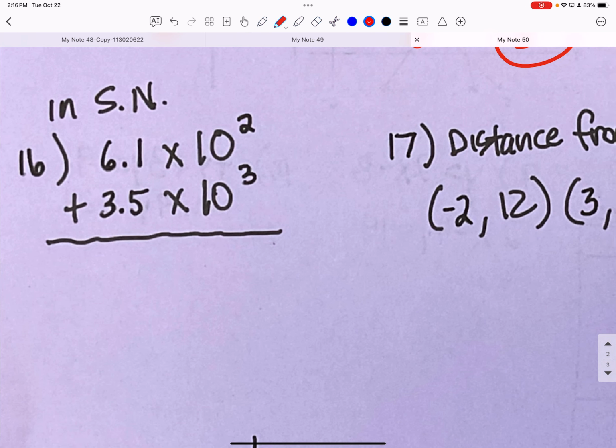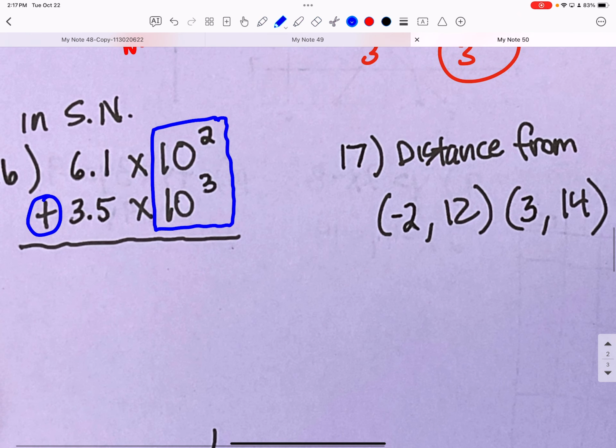All right, in scientific notation, can we add these? Well, one less than addition is nothing, so there's no way for me to shortcut this. There is no way. 10 to the 2nd plus 10 to the 3rd, I don't know what that is. There is no way to just shortcut that. So I have to turn these into normal numbers.